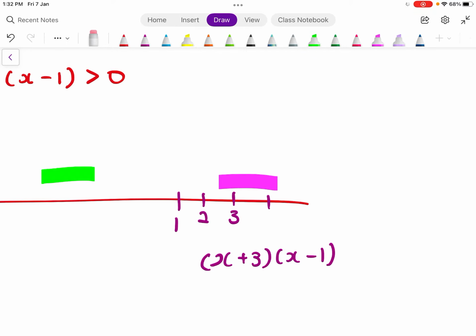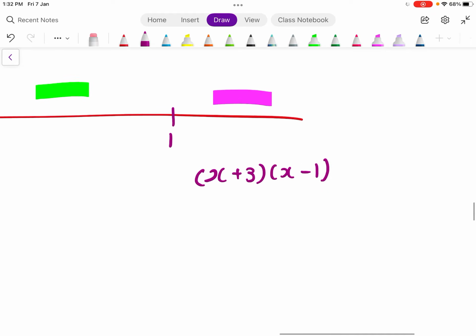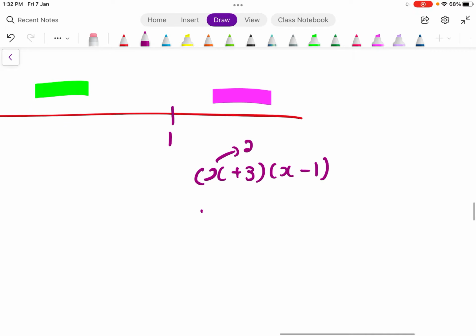For simplicity's sake, I substitute in 2 into this equation. So I get 2 plus 3, which is 5, multiplied by 2 minus 1, which is 1. So I get a positive 5. Positive 5 is a positive number, so you just write down positive.